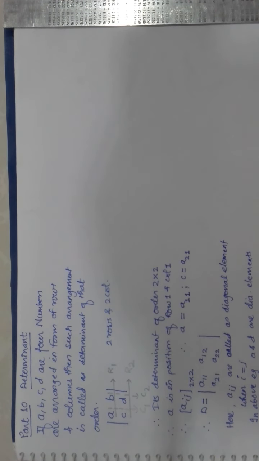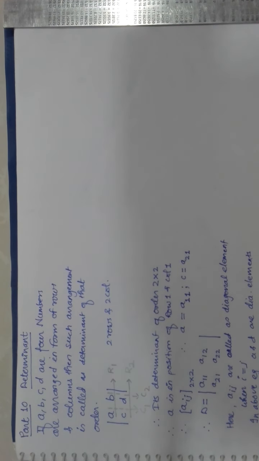So a square determinant is a determinant having number of rows equal to number of columns. That is, if the determinant has number of rows equal to number of columns, then it is called a square determinant. Since we are having determinants of order 2 by 2 only for our studies, that is what we will study. So every determinant can have any number of rows and any number of columns.